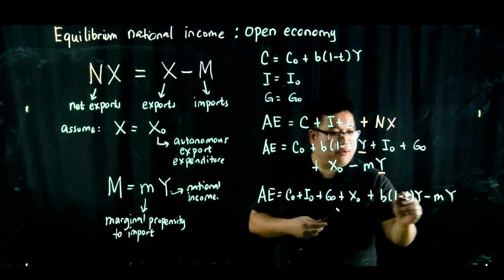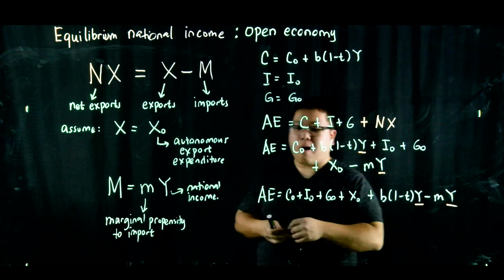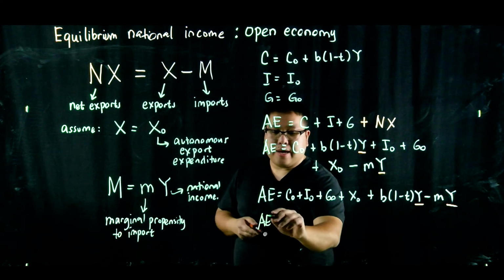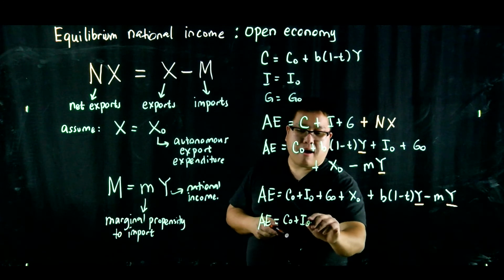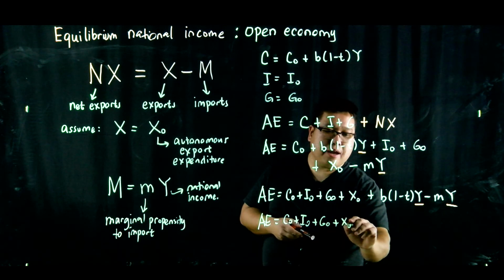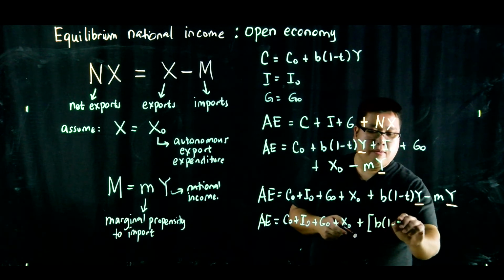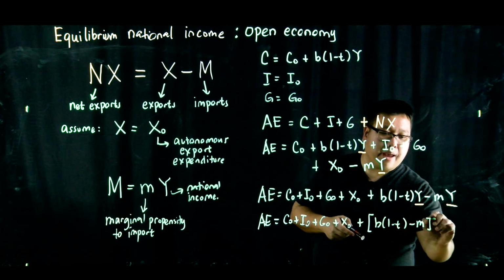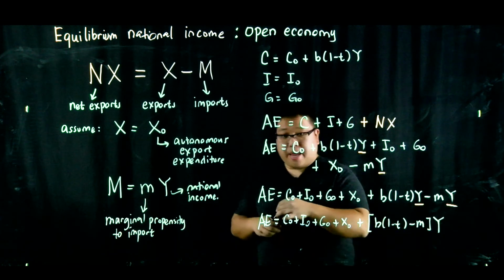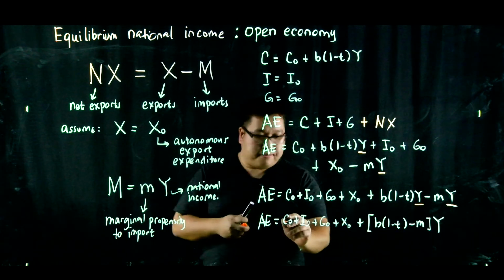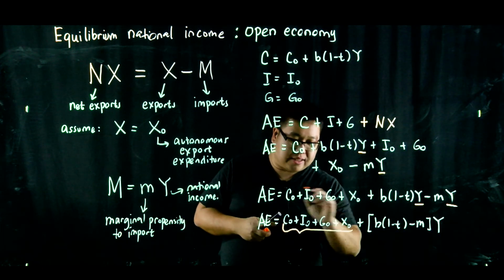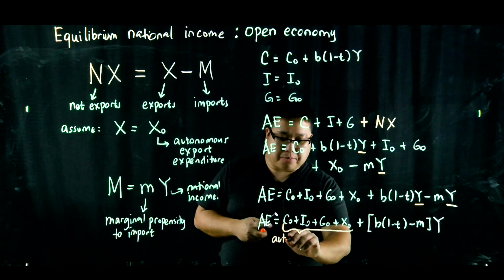And again, you have your Y here. We can factor out the Y. AE equals C0 plus I0 plus G0 plus X0 plus [b(1 minus t) minus m] times Y. And again, my friends, the sum of these, this is our autonomous expenditure.